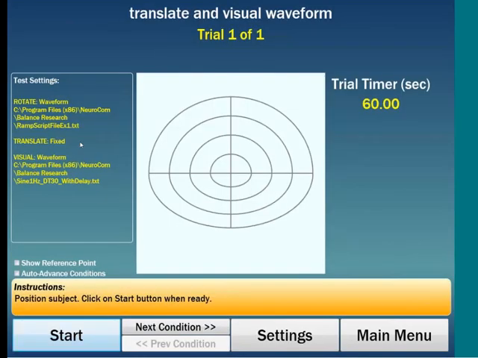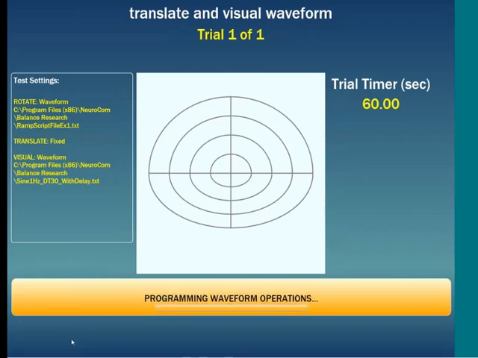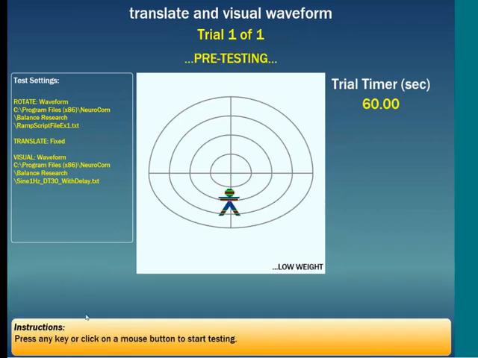I'm going to ask Christina to get up on the force plate. Now, again, the first condition is translate and visual waveform. Now the subject shouldn't know what they're being subjected to, and I'm going to go ahead and start, and here you go.